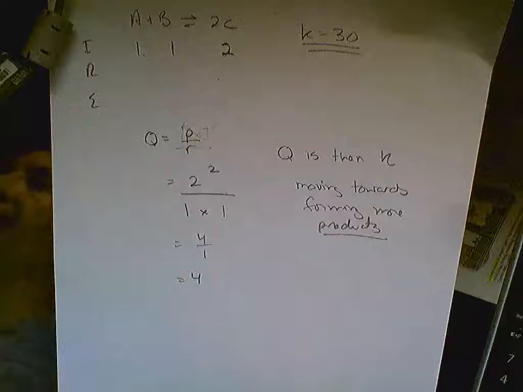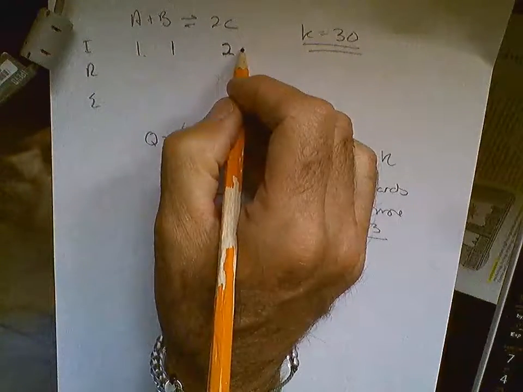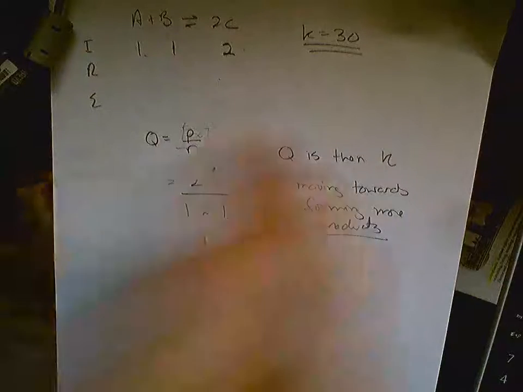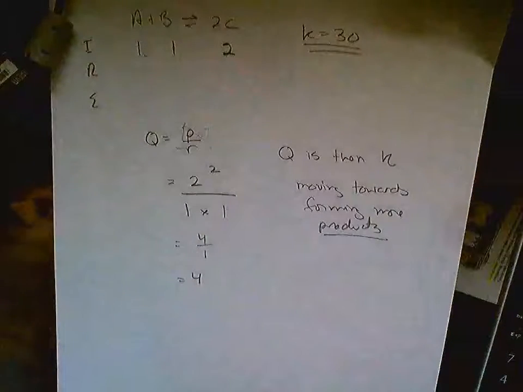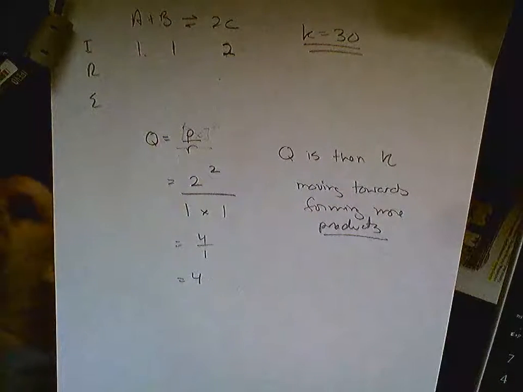So what these problems are telling you is how much you're starting out with of everything in the flask, and to reach this equilibrium amount, what direction does the reaction have to go in? Do we need to form more products, or do we need to form more reactants in the flask? Okay, watch this a couple of times, see if you can get this.